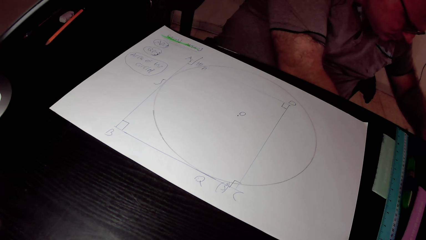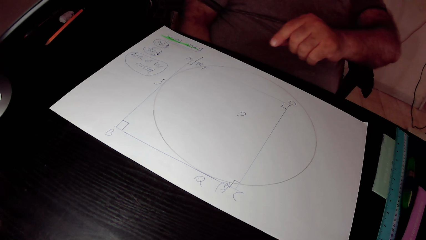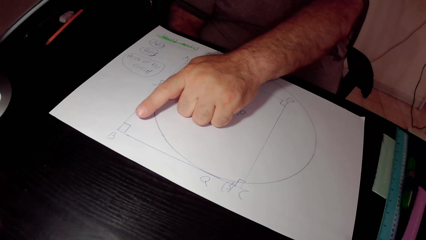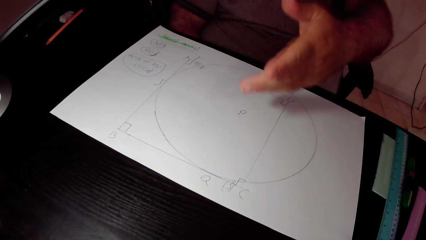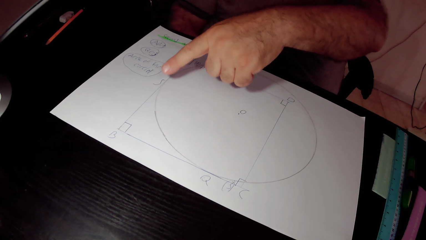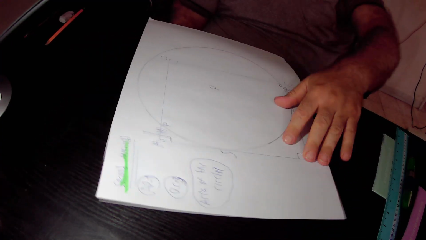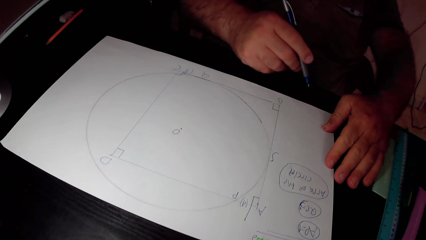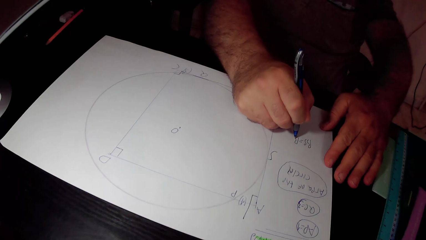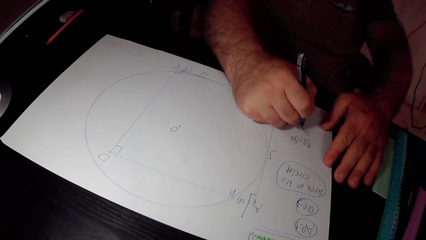In our drawing, from this common external point, point B, we have two tangents to this circle, tangent BS and tangent BQ. And according to rule 2, they are equal to each other. That is to say, BS equals BQ according to rule 2. So I write it down. BS equals BQ according to rule 2.